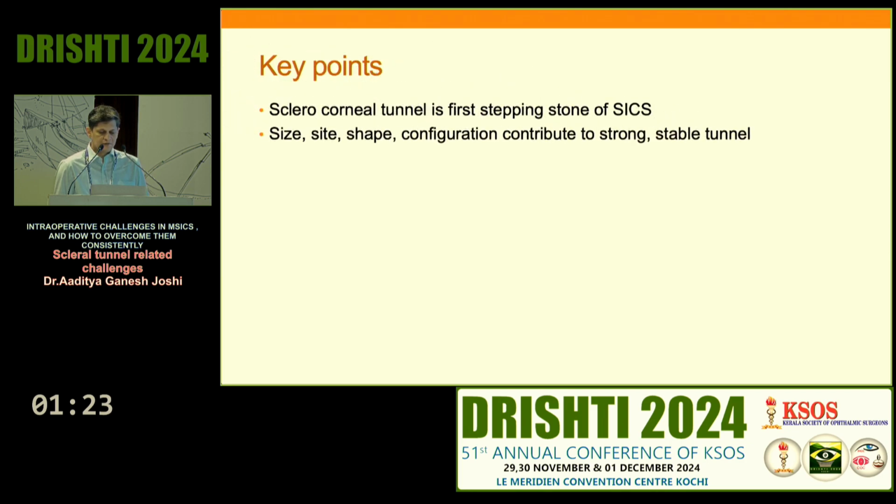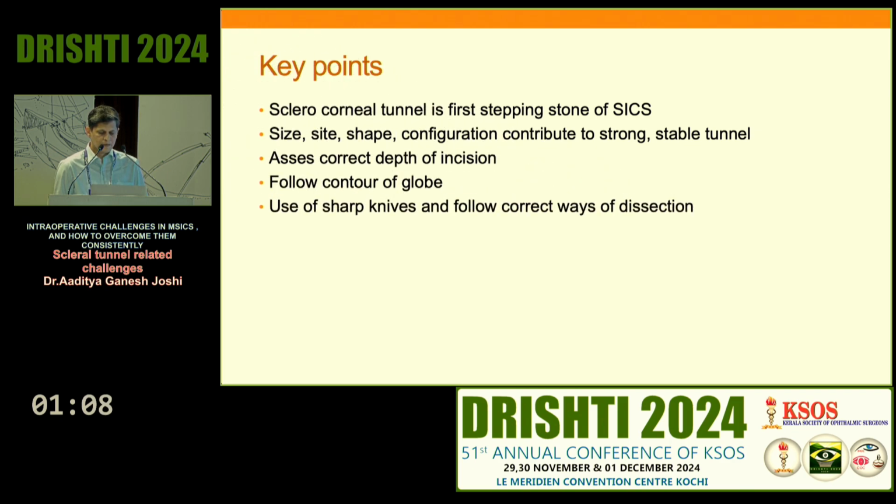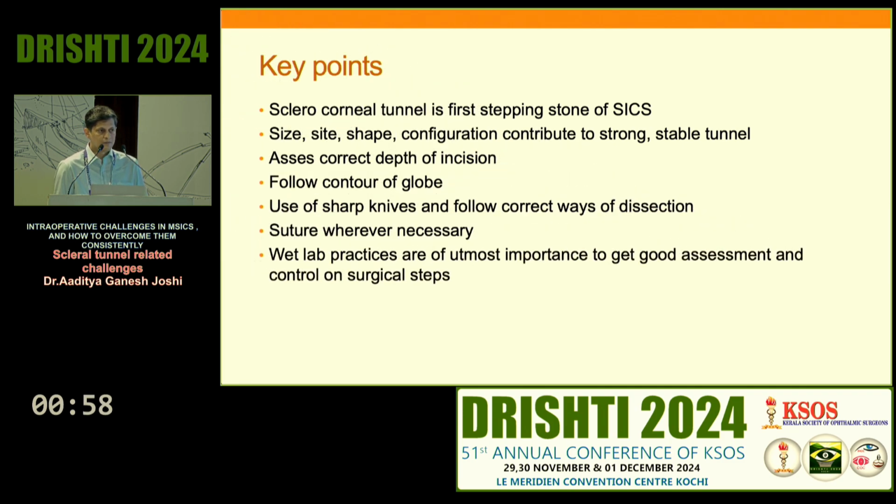So the tunnel is the first step of a good SICS. The size, shape, and site, everything is important for having a good, strong, stable tunnel. Assessing the correct depth is the first important step, followed by following the contour of the globe. The knife should be sharp and the correct dissection planes should be followed. Suture is to be done whenever necessary. And wet lab practice is the most important thing before going ahead with the actual surgery, because wet lab practice will give us a good assessment and control over our surgical steps.